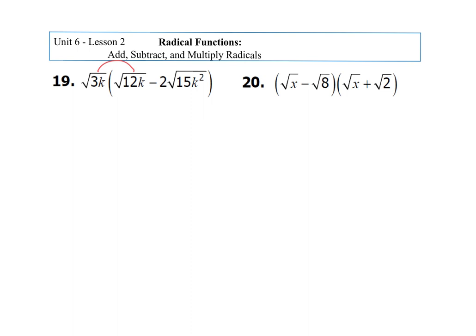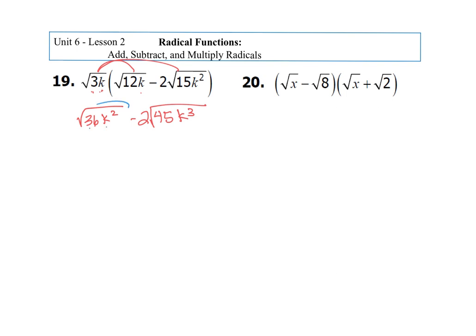We have two radicands getting multiplied here. 3 times 12 is 36. And then k times k makes k squared. And we distribute to our next term. We have a negative 2 on the outside. Didn't change. And underneath, 3 times 15 is 45. k times k squared is k cubed. Simplify our radicals before we can combine like terms.